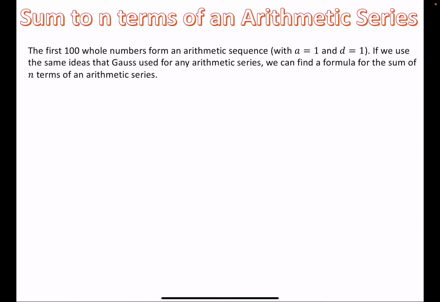Anyway, the first 100 whole numbers form an arithmetic sequence, and that's why this will work, where a, the first term, is 1, and d, the difference between all the terms, is also 1. If we use the same idea that Gauss used for any arithmetic series, we can find a formula for the sum of n terms of an arithmetic series.